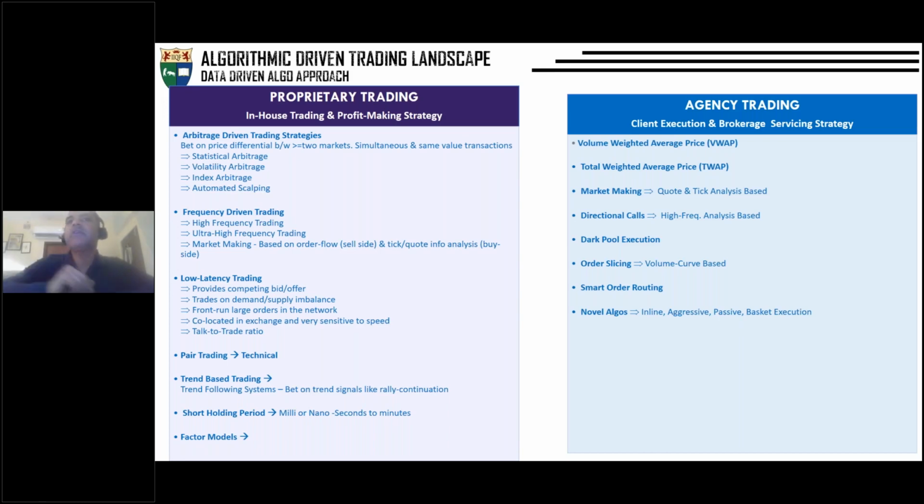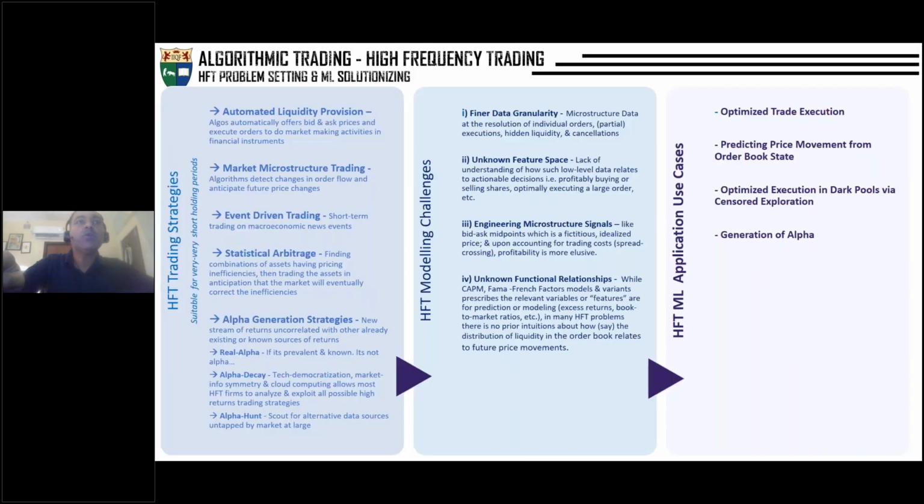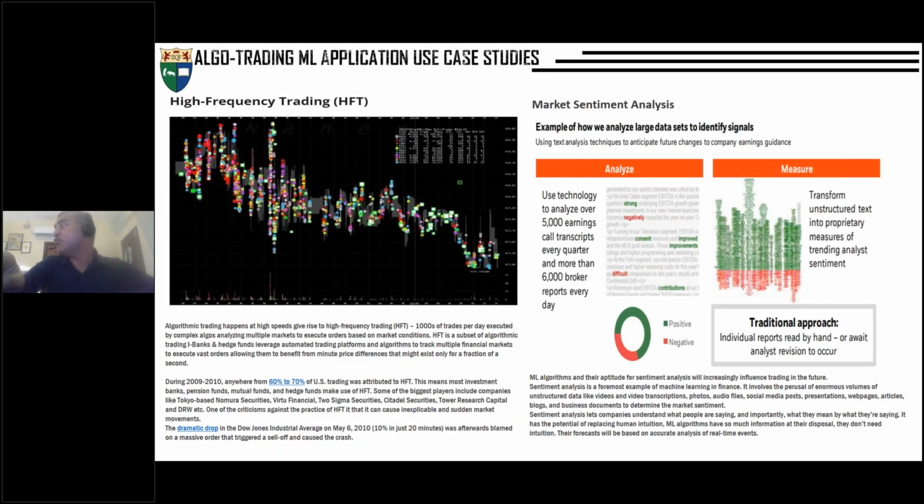learning. So similarly on the agency trading side, you would have volume weighted average price based trading, time weighted average price based trading, market making activities, directional calls, dark pool execution, order slicing, smart order routing, and some of the novel algos, right, which are basket execution and so on and so forth. So these kinds of things would be very much in vogue.